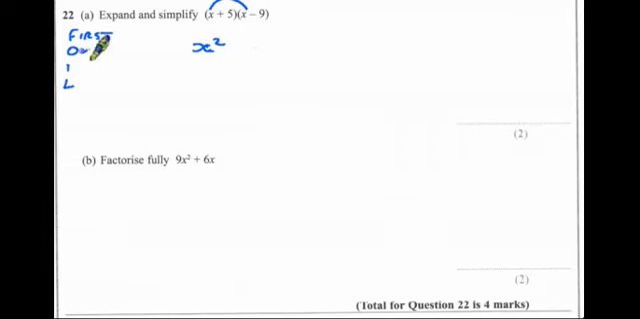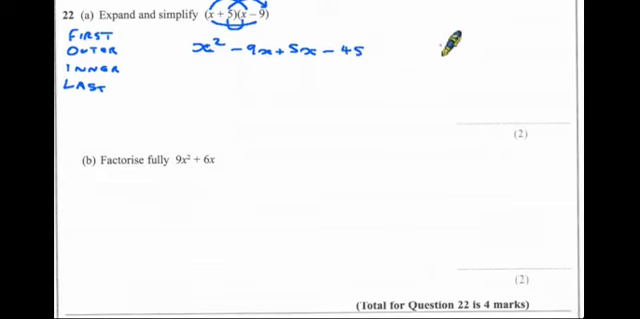I then look at the outer two, the ones on the outer ends, which is the x and the minus 9, so x times minus 9 is minus 9x. I then look at the inner two. The inner two are the 5 and the x here, both positive, so I have x times 5 is plus 5x. And finally, the last two terms, which are the numbers, we have a plus 5 and a minus 9. So 9 times 5 is 45, a plus times a minus is a minus, so it's minus 45.